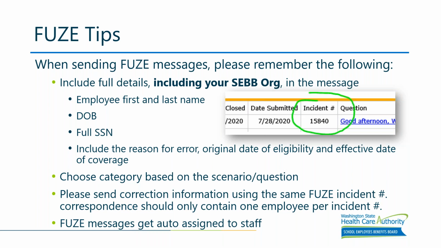So if you've opened up a Fuse and we respond to it, you should be responding to that same Fuse and not opening a new Fuse. It's kind of like an email. Somebody sends you an email. You don't open up a new email. You reply to the email that they just sent you. So the history of the information is in that same email, or in this case, a Fuse. So Fuse messages do get auto-assigned to staff.